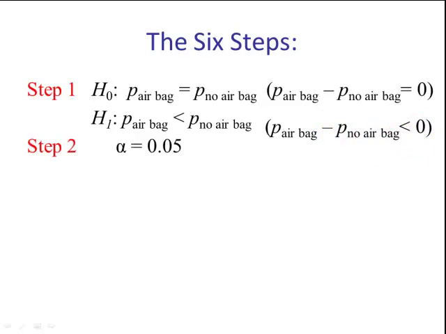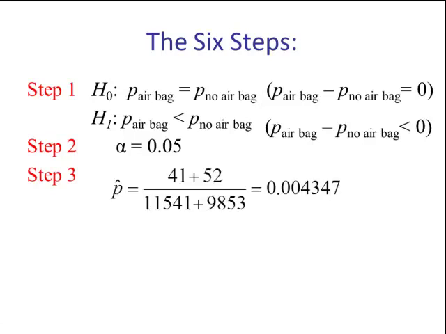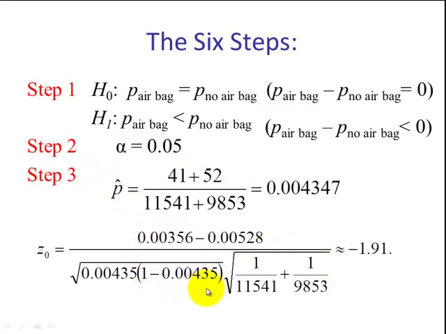Step number 2, our alpha level is 0.05. Step number 3, our test statistic. So here we have our pooled p-hat, and if we plug it into our formula, we see that the z is a negative 1.91. Now I'm going to show you how to use Minitab and StatCrunch to compute this.